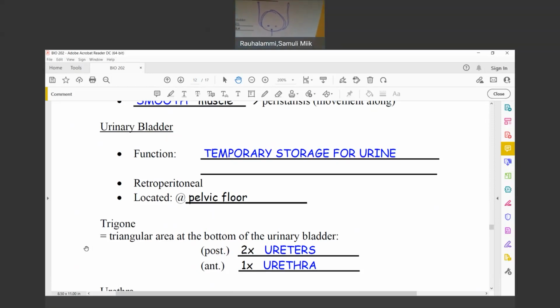If you have a little bit of imagination, you can almost see these three openings forming a triangular shape or structure. Obviously, there's not going to be a real triangle there in the real urinary bladder, but keep that as a thought. We call that triangular structure the trigone. It's an important anatomical landmark that we might use to identify this area of the urinary bladder.